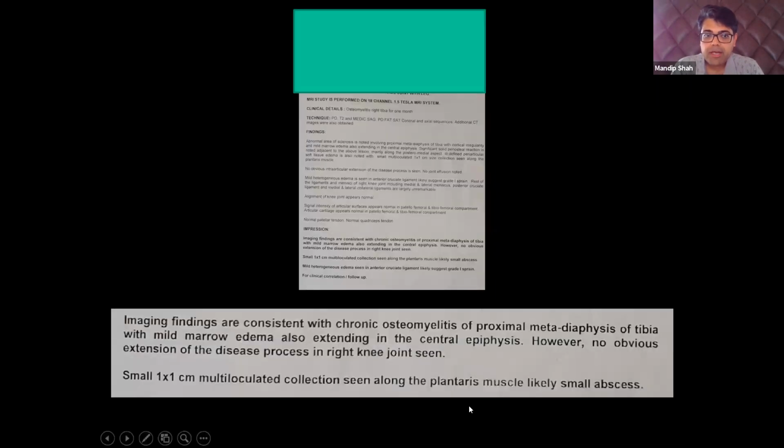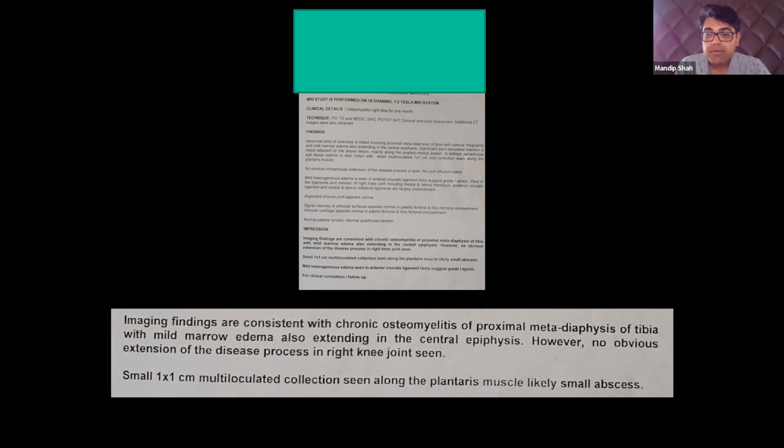But unfortunately, the radiologist reported this as a chronic osteomyelitis. The radiologist even saw an abscess. What actually was a soft tissue mass was reported as an abscess. And that is where, as we say, your eyes will believe only what your brain knows. So exactly that's what happened.